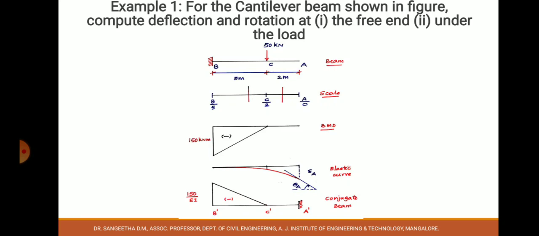So first and foremost, draw the bending moment diagram. For the given fixed beam, the bending moment at point C is 0, and as it proceeds to point B it is 50 into 3, it becomes 150, and this is negative because it is below the line. Now if you are drawing a conjugate beam, at the fixed end it becomes free, at the free end it becomes fixed. So the bending moment diagram goes upward. So the M by EI diagram has a negative ordinate.